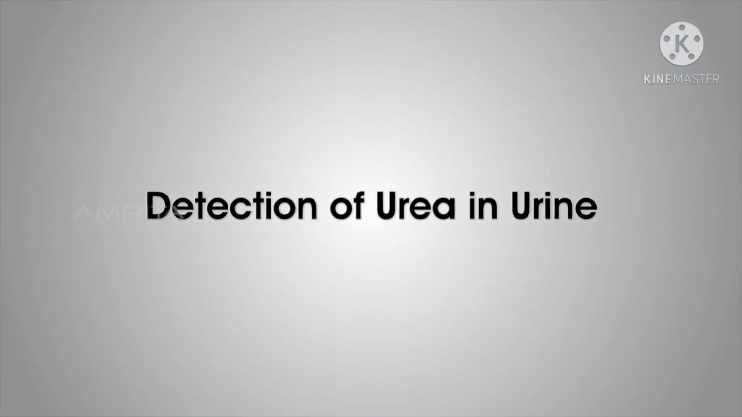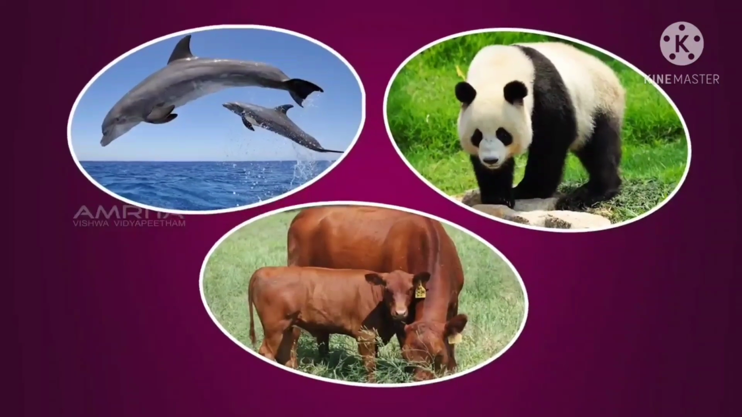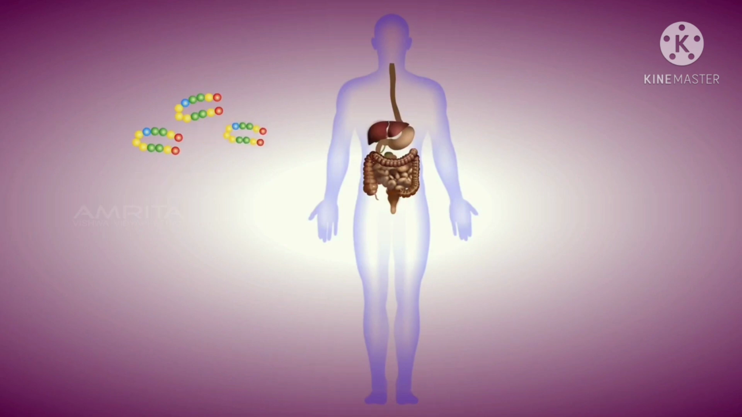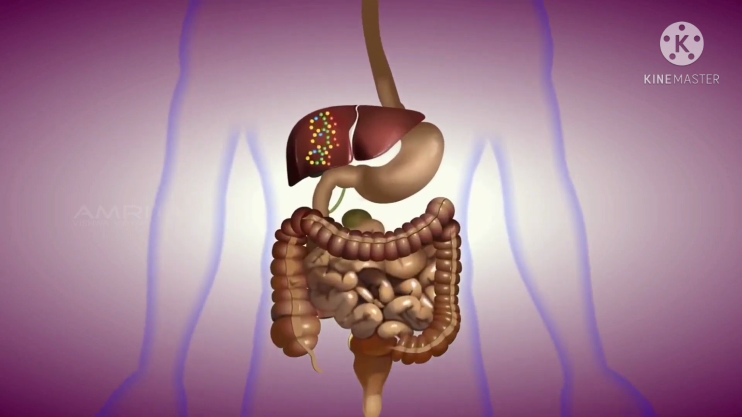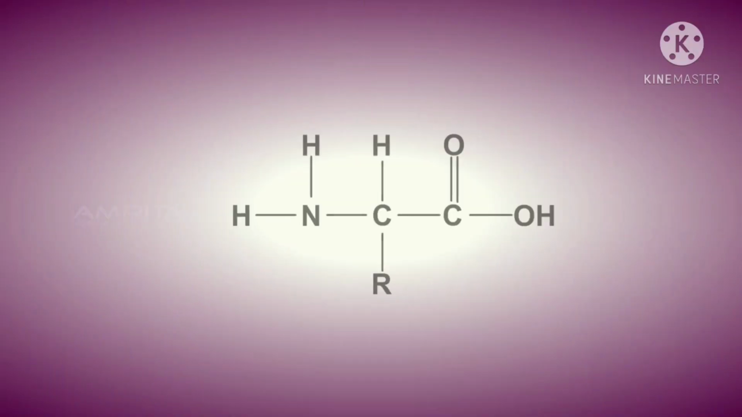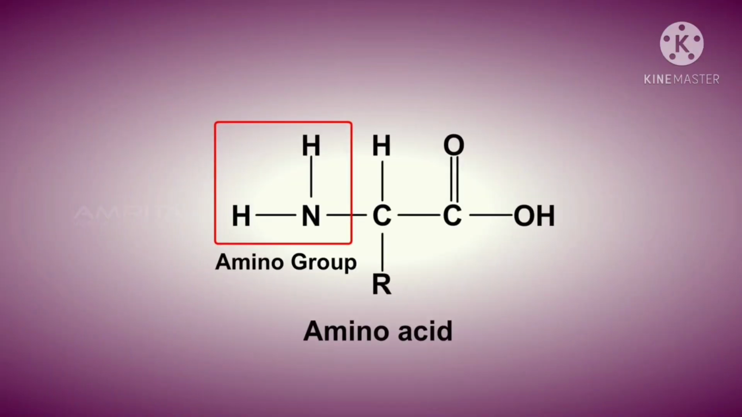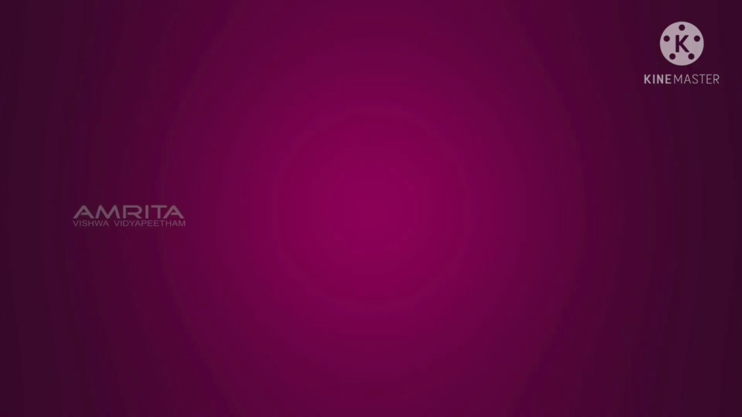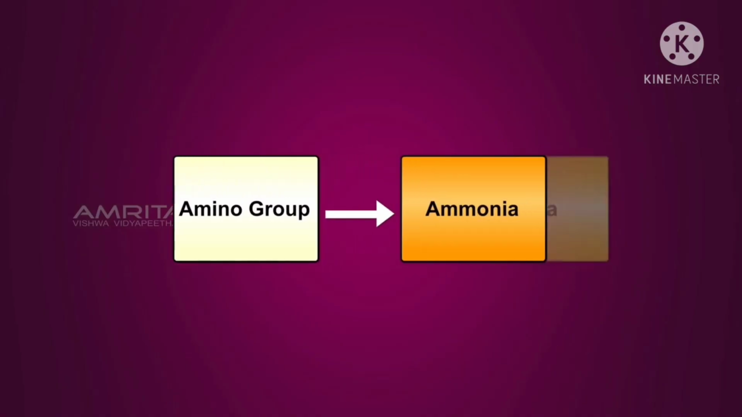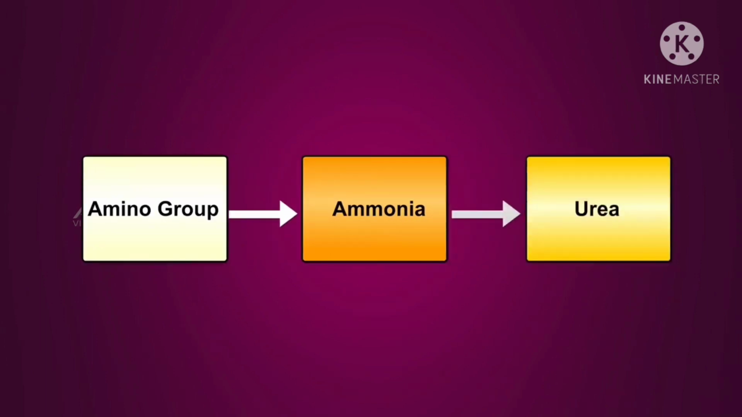Detection of urea in urine. Urea is present mainly in the urine of all mammals. Urea is naturally produced during the process of the breakdown of proteins by the liver. Due to this process, amino groups are removed from the amino acid present in the proteins. These amino groups are converted to ammonia, which is highly toxic, and ammonia is ultimately converted to urea.